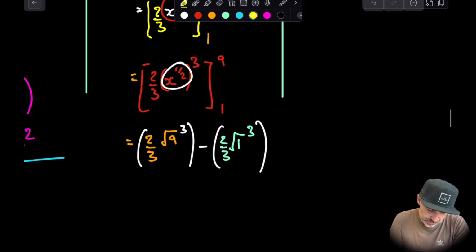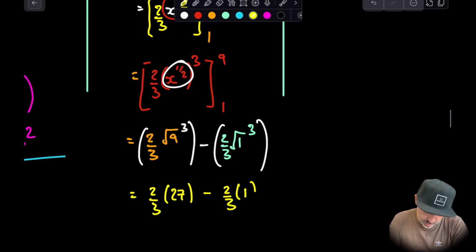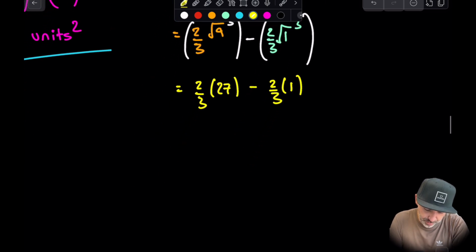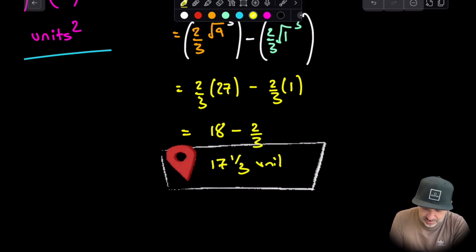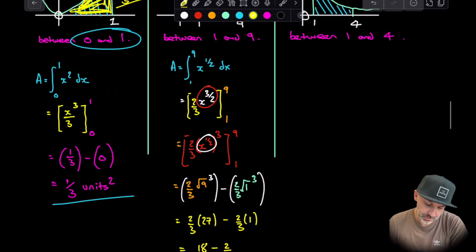So the 2/3, then we have the square root of 9, which is 3, 3 cubed, which is 27, subtract 2/3, and then root 1, then cubed is just going to be 1. So therefore, 27 divided by 3 is 9. 9 times 2 is 18, and then we have to minus 2/3. So we'll end up with 17 1/3 units squared, and that's the answer for the second one.